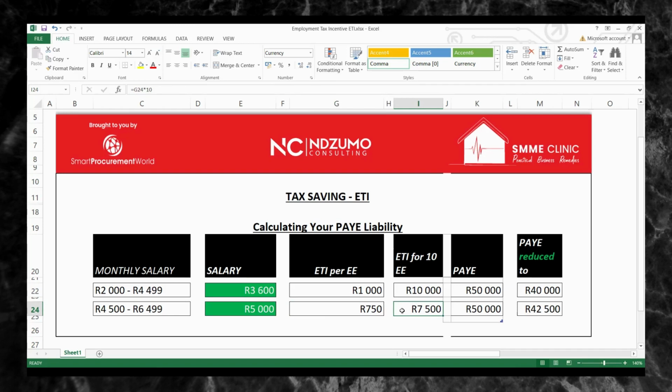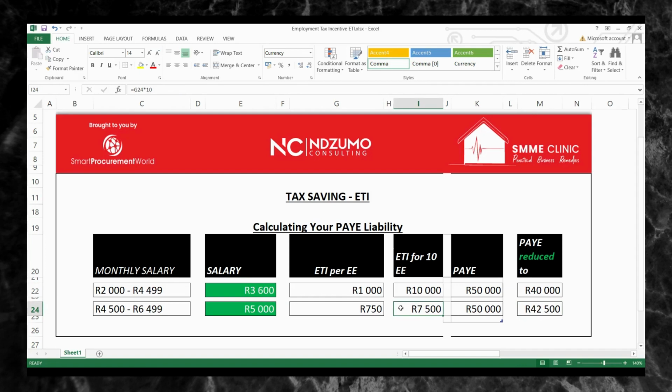Again, what does this mean in terms of rands? If your normal pay-as-you-earn for the month was 50,000 rand, this 50,000 rand is reduced by this employment tax incentive of 7,500 rand, and you only end up paying 42,500 rand. Again, this is a saving of 7,500 rand.